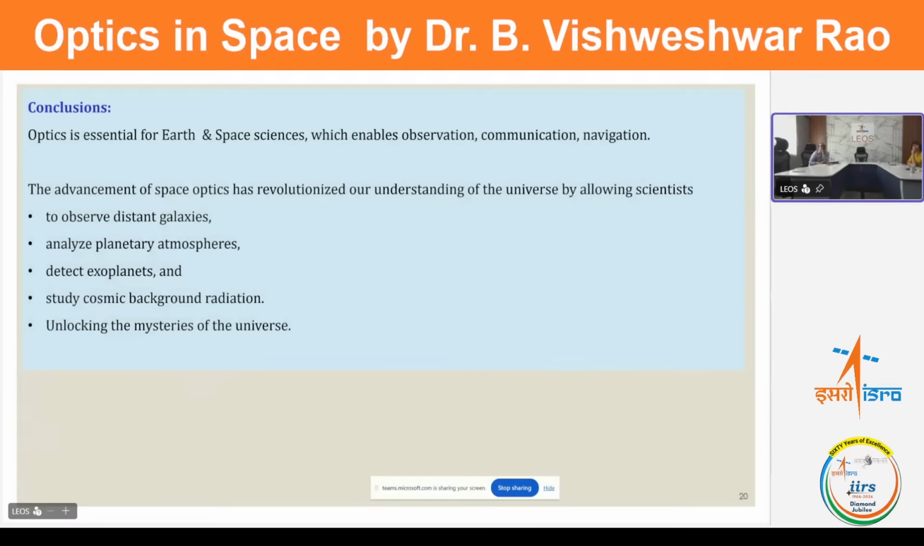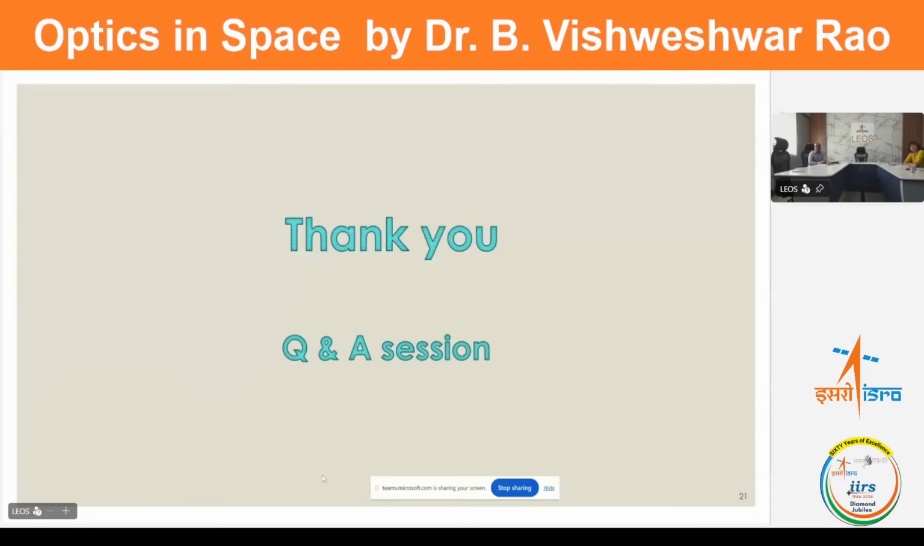So coming to the conclusion, optics is very much essential for Earth and space sciences, which enables observation, communication and navigation. Advancement in space optics has revolutionized our understanding of the universe, and we can observe distant galaxies, analyze planetary atmospheres, detect exoplanets, study the cosmic microwave background, and unlock mysteries of the universe. Thank you, and I'm open for the question and answer session.